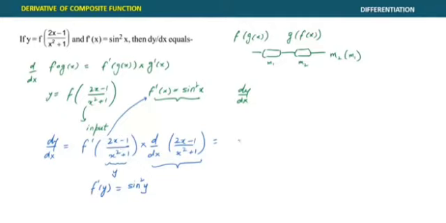So simply the answer to this particular problem would be sine square (2x minus 1 divided by x square plus 1) into the derivative of this particular function. Okay, so I'm leaving that particular component of derivative here for you people to solve, because I believe that is very easy to solve now. Okay, let's take this forward and apply this concept in a difficult problem.